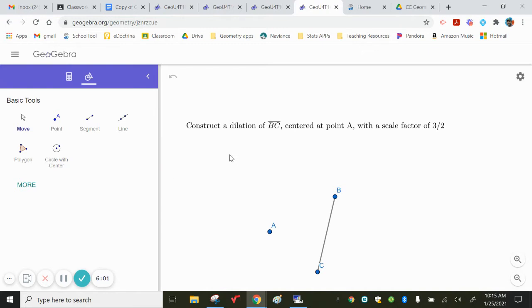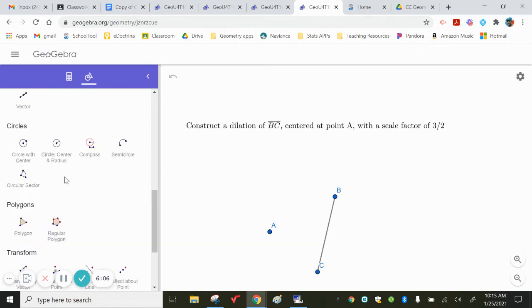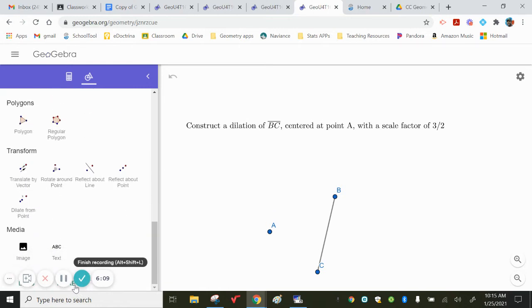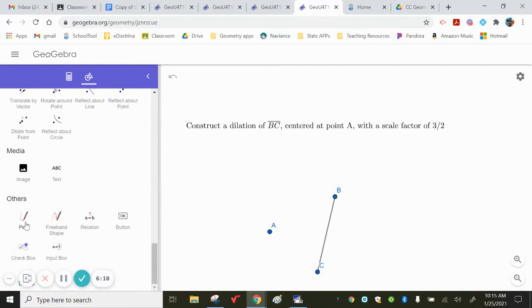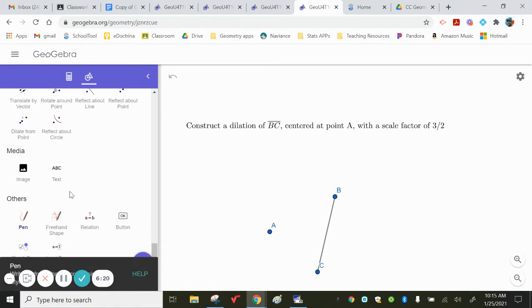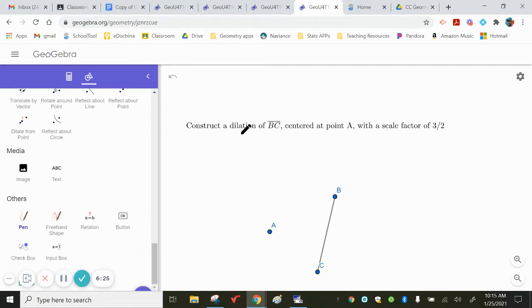Okay, so now we're going to construct a dilation of the segment BC. Okay, so again, keep in mind that when you do a dilation, dilations are not going to make the points themselves get any bigger or smaller. It's simply going to change the location of the points, and a consequence of that dilation is the segment will then also be changed. So we're doing a dilation of segment BC. That means that BC is the pre-image this time. And we're centered at point A, and the scale factor is 3/2.